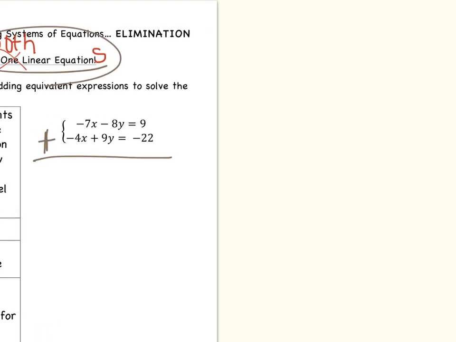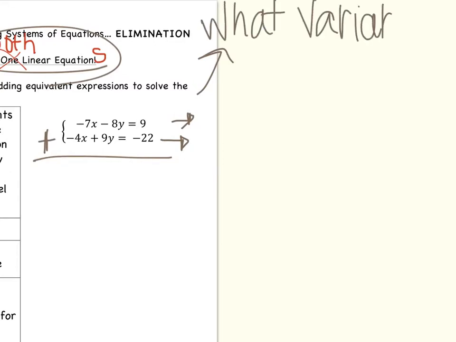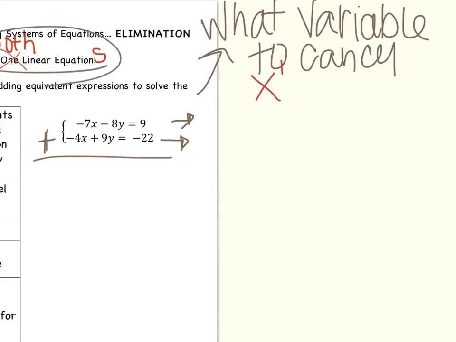So take a look, I'm going to walk you through it. I'm going to put an arrow and do my work off to the side. So the first thing you have to do is decide what variable you want to cancel. There's no right or wrong, you just have to make sure they actually cancel. I'm going to decide I want my x's to cancel. So I have negative 7x and negative 4x. If I multiply them by 4 and by 7, I would end up getting the same number, because 4 times 7 gives me 28, and 7 times 4 gives me 28.